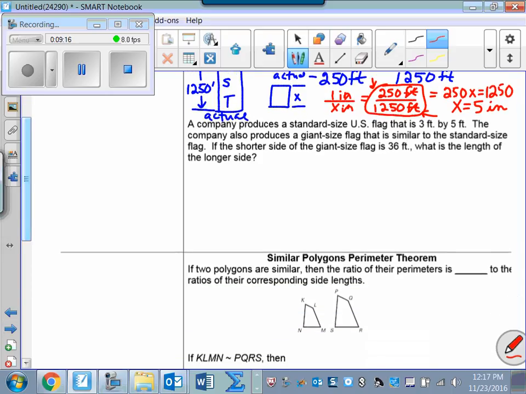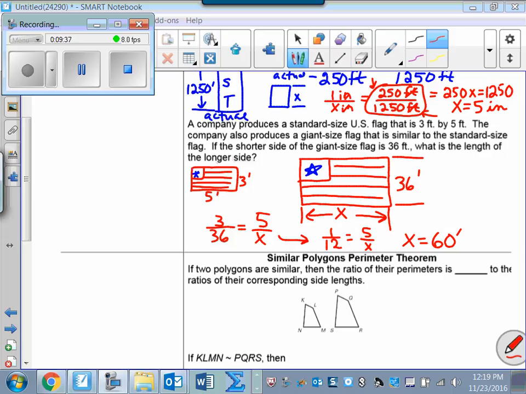All right, how about the flag problem? Why don't we pause here and you try to do the flag problem? Make sure you sketch your actual flag, the standard size flag, and the giant size flag, and see if you can set up a proportion to figure out what the length of the longer side is.